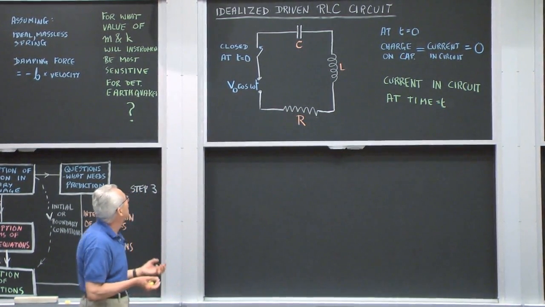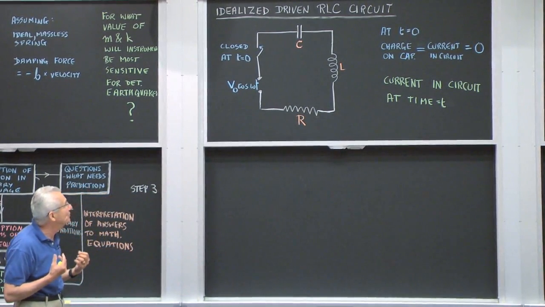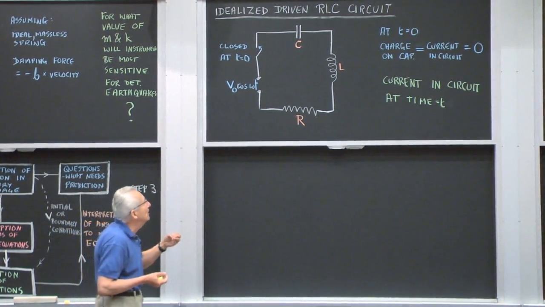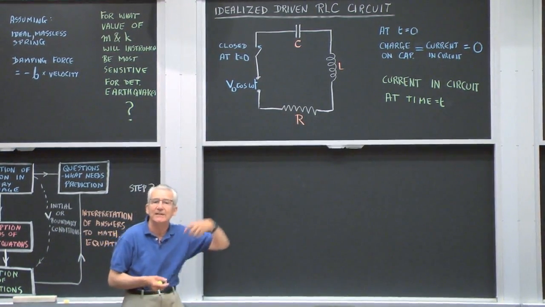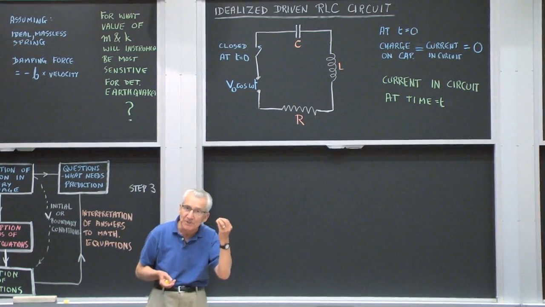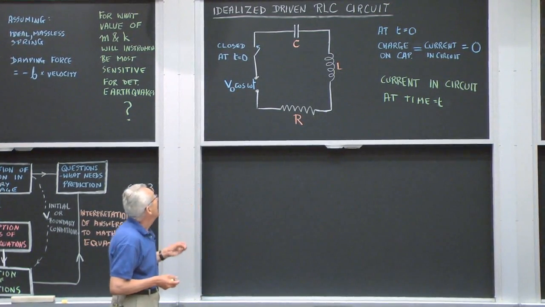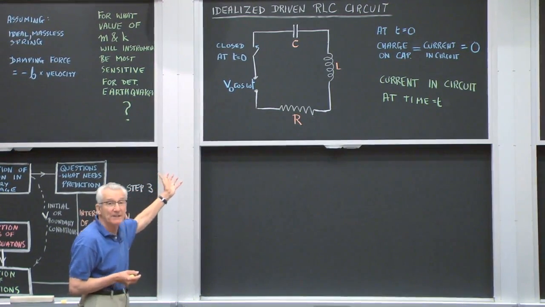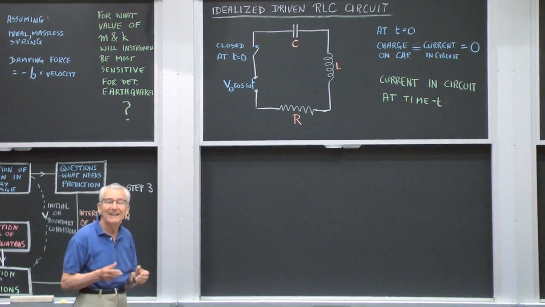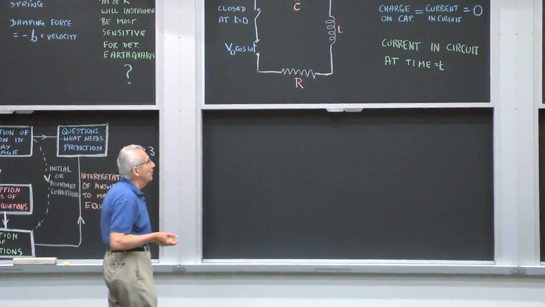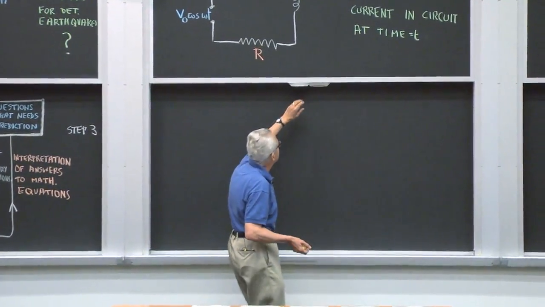All right? And the question we want to answer is, what will the current be in the circuit at some time t, a specific one, in 17 seconds or whatever, some specific time? Since this is completely specified, I can predict what will happen. That's what it means in this case, solving this problem. So let's do it.